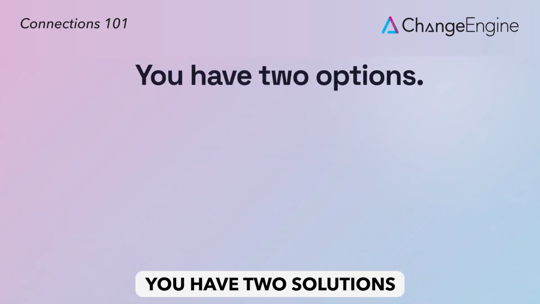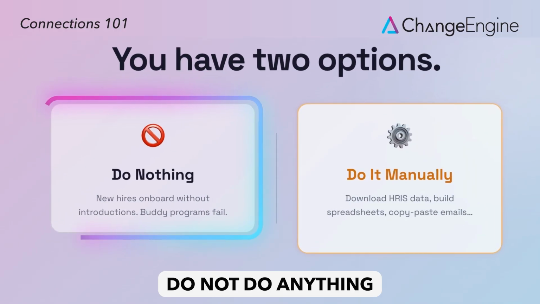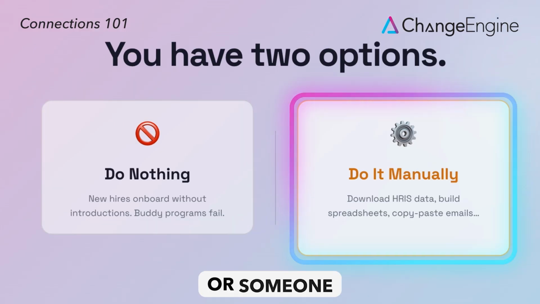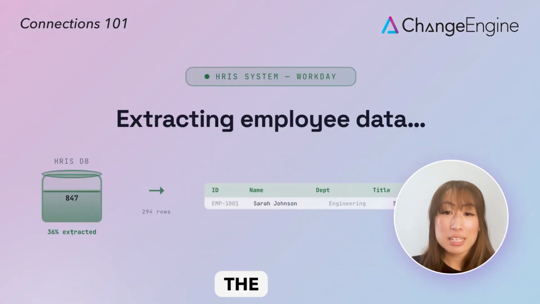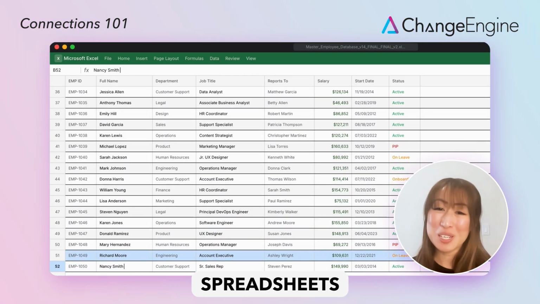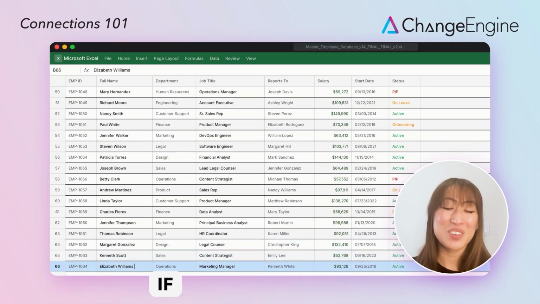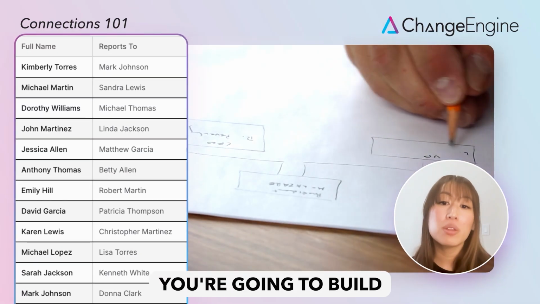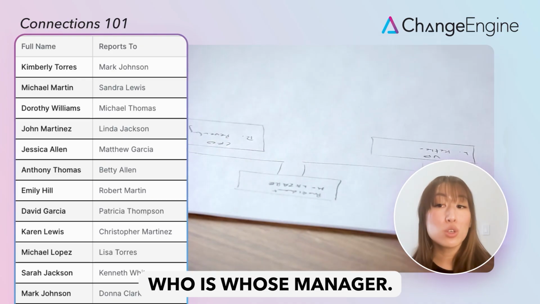If you don't have ChangeEngine's connection feature, you have two solutions from there. One, you do not do anything at all. Two, you are reaching out to HR or someone who has access to the HRIS, or yourself. You're going to download the data, filter through the spreadsheets with different Excel formulas if you're Excel savvy, and build that org chart yourself. You're going to build the org chart to understand who is whose manager.